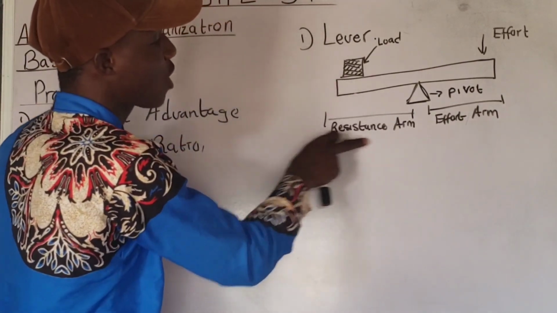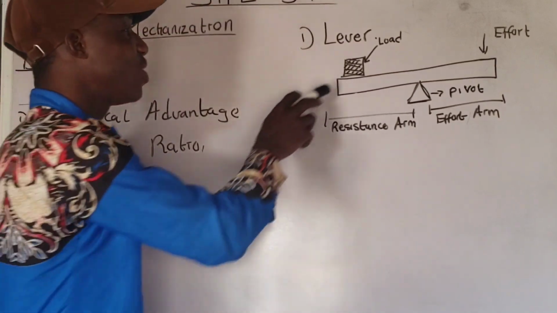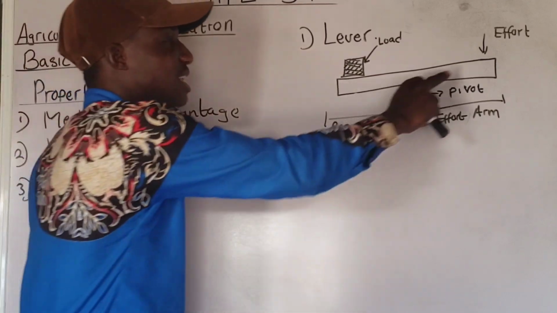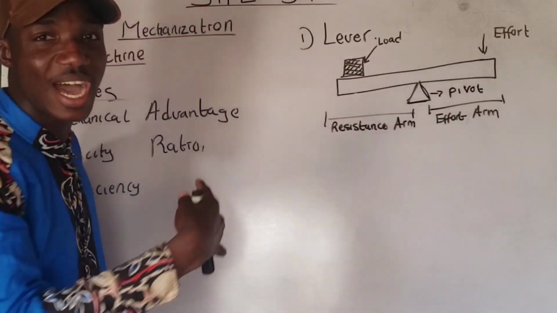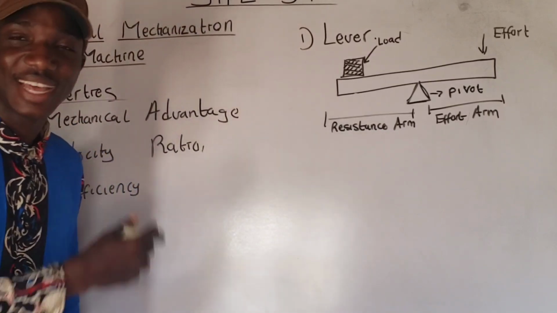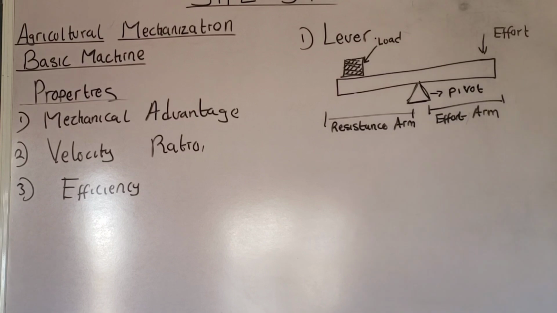We call this arm the resistance arm because that is where the load is. The load is at this arm, hence this load will tend to resist the force that is being applied at the effort arm. That is why we call it the resistance arm. That is one of the basic machines. It is very important that you understand that.